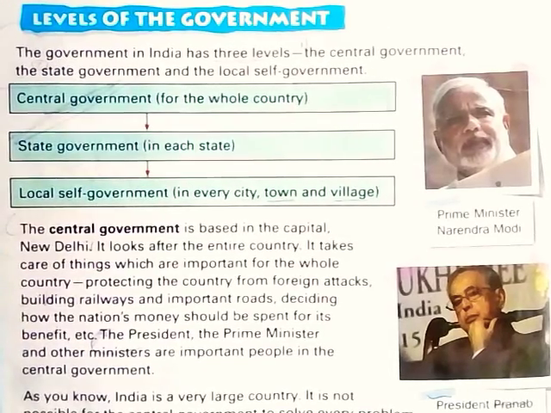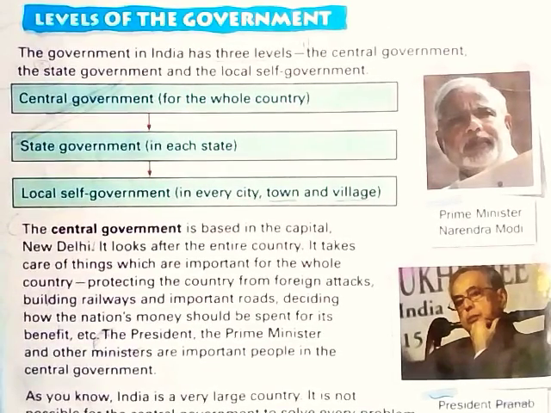Levels of the government. The government in India has three levels: the central government, the state government and the local self-government. Central government for the whole country. State government in each state. Local self-government in every city, town and village.